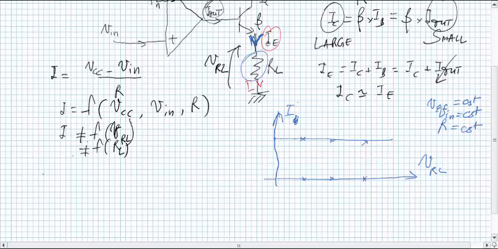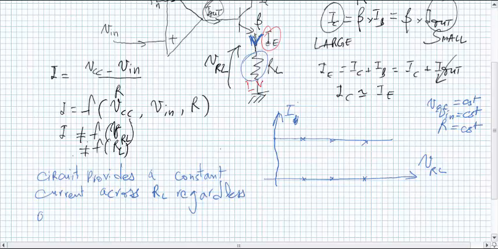So this circuit provides a constant current across RL regardless of VRL. We also basically will notice here a couple of interesting things.